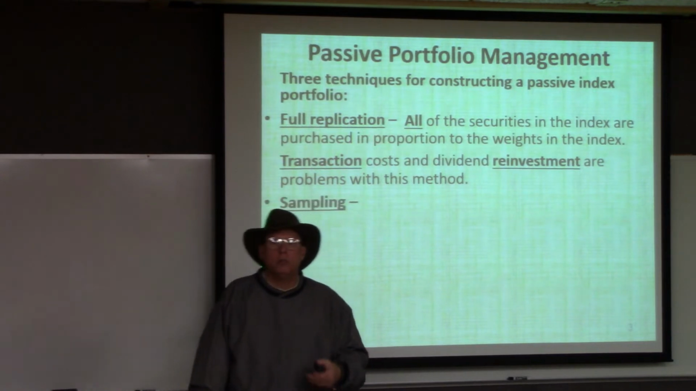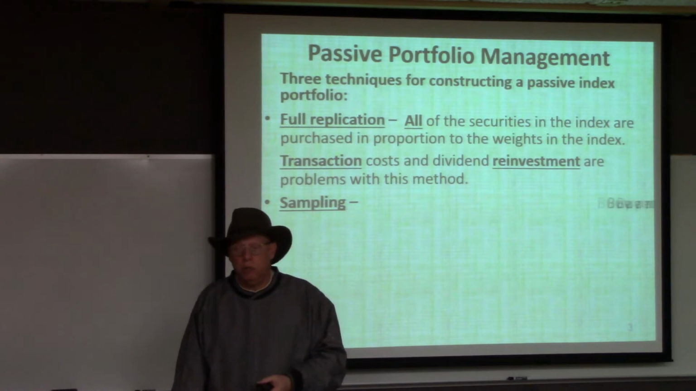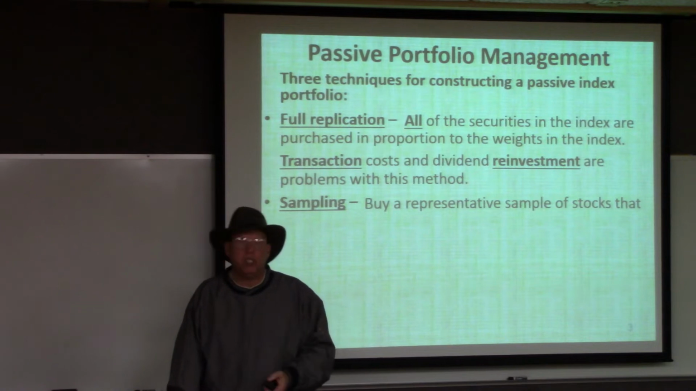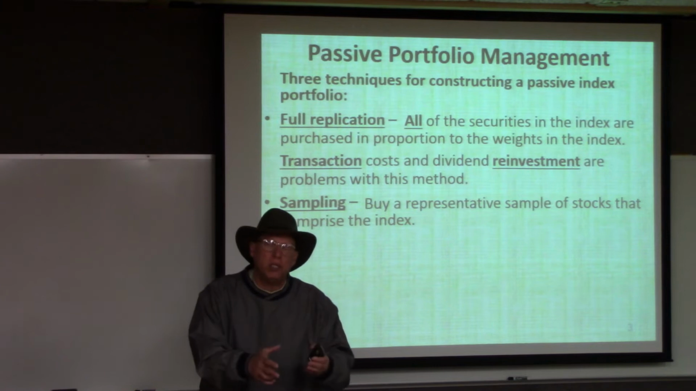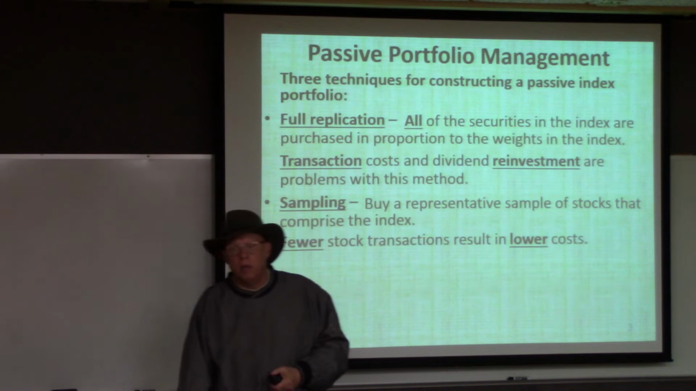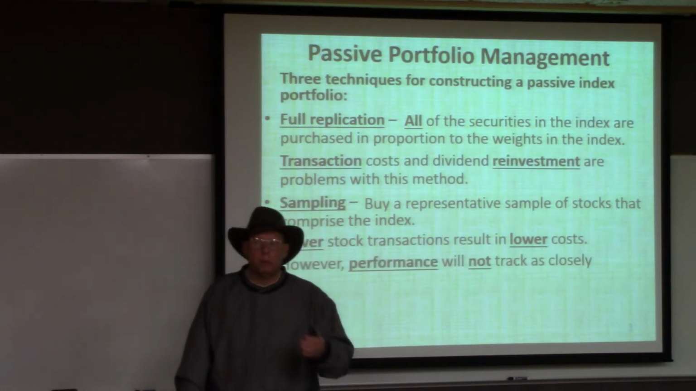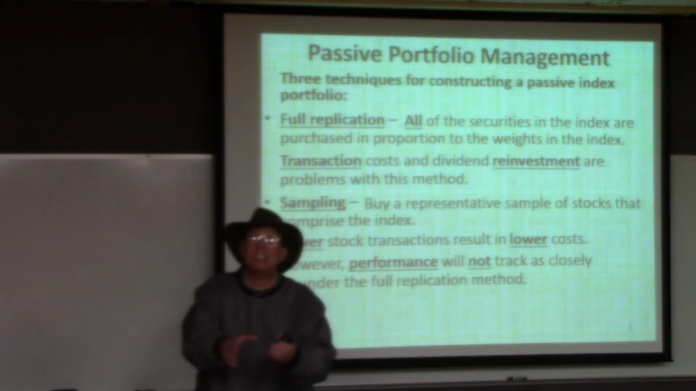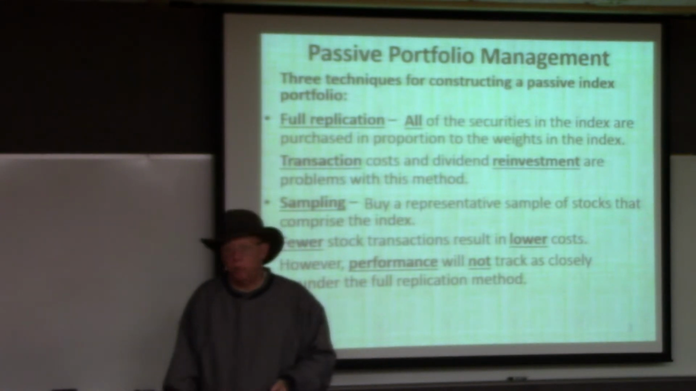To combat this, some managers have come up with a sampling method to put together their portfolio, and that means buying a representative sample of stocks that comprises the index. So you're trying to match the index, but do it with fewer stocks, fewer transactions. These fewer transactions result in lower costs. The problem is performance will not track as closely as under the full replication method because there are differences between a sample portfolio and a full replication portfolio.